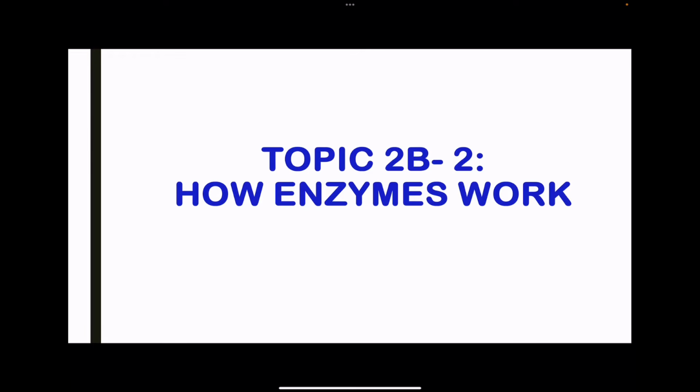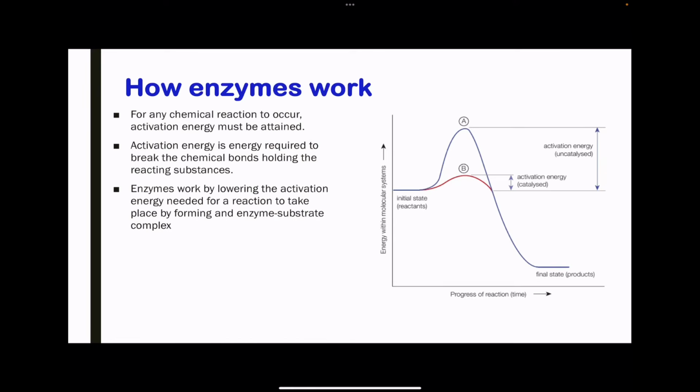So for topic 2B2, we go to how enzymes work. We need to know that enzymes participate, of course, in chemical reactions, but for chemical reactions to occur, activation energy has to be attained. Activation energy is the minimum amount of energy that is required to break the chemical bonds holding the reacting substances together. In this case, we are talking about reactants, or biologically, we can say substrate.